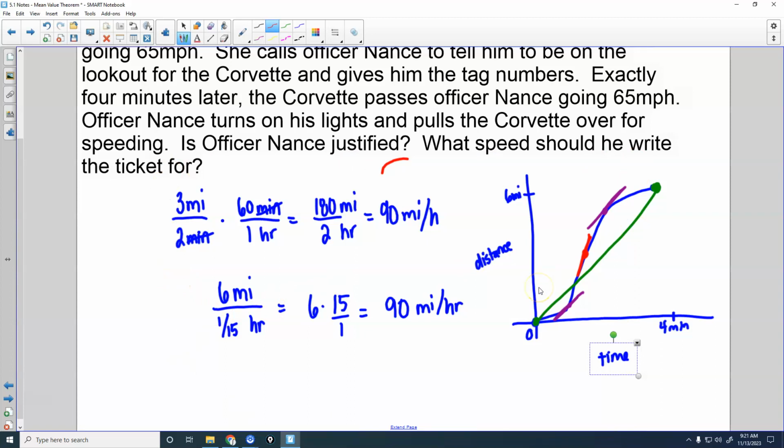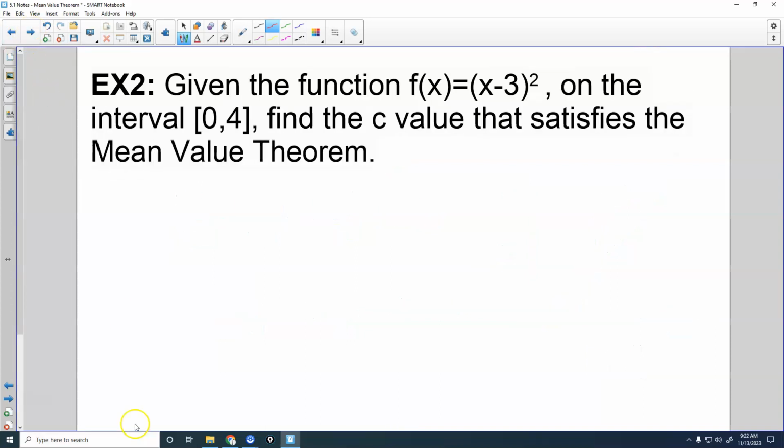So this is the mean value theorem, though. The cop theoretically could write you a ticket for 90 miles an hour because of the mean value theorem here. The average rate of change, which is the slope between the endpoints, has to equal the derivative at some point. And that derivative is your instantaneous rate of change, your radar gun reading. All right, so I've spent a lot of time on that. Let's look at the types of problems that you will see.